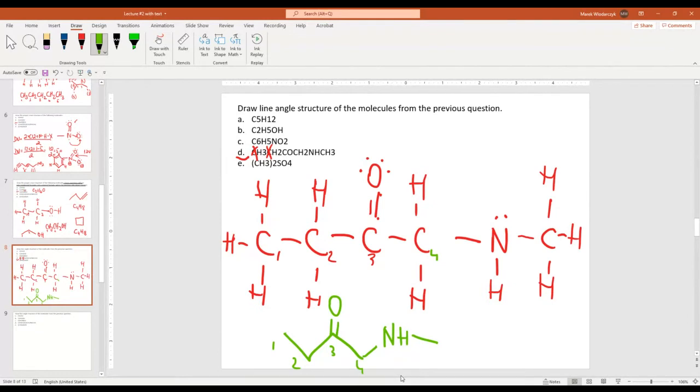Okay, in line angle formula, you don't have to show the lone pair of electrons unless you need it to describe the reactivity of the molecules.